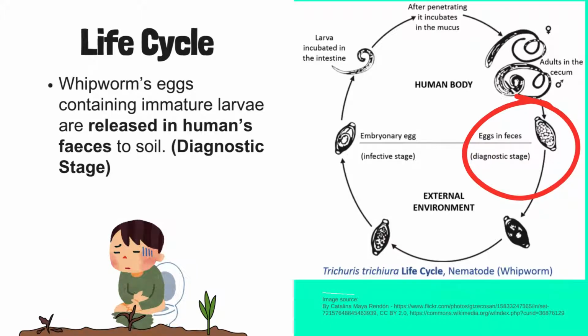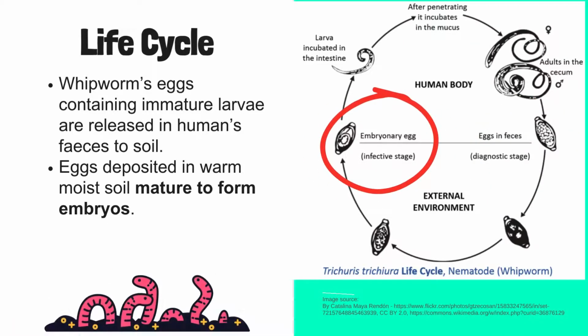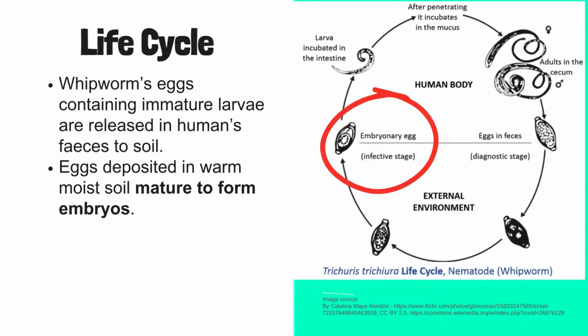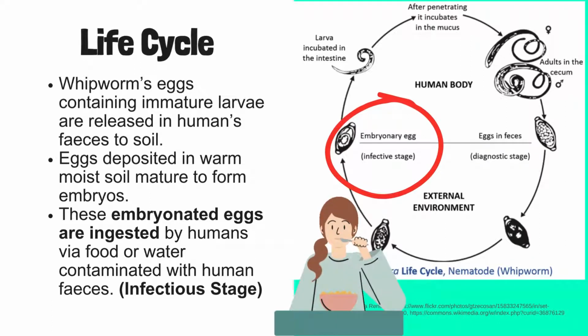Life cycle of whipworm. Whipworm's eggs containing immature larvae are released in humans' feces to soil. This is the diagnostic stage of worm. Lab tests can detect whipworm at this stage. In feces, eggs deposited in warm moist soil mature to form embryos.